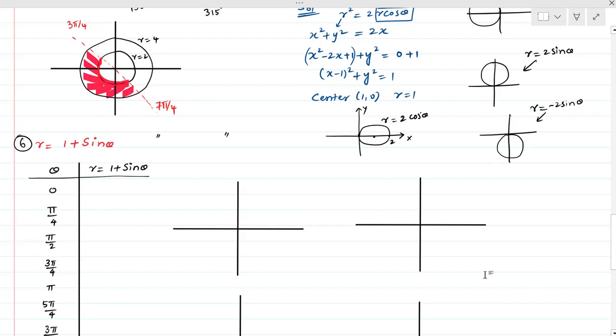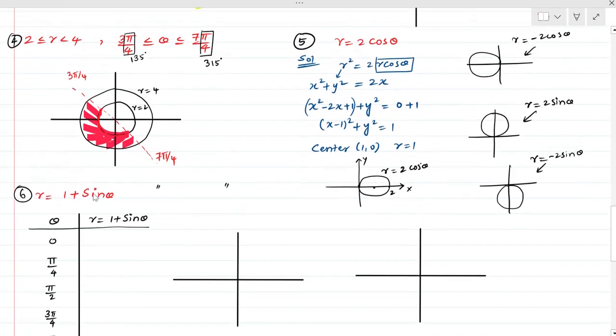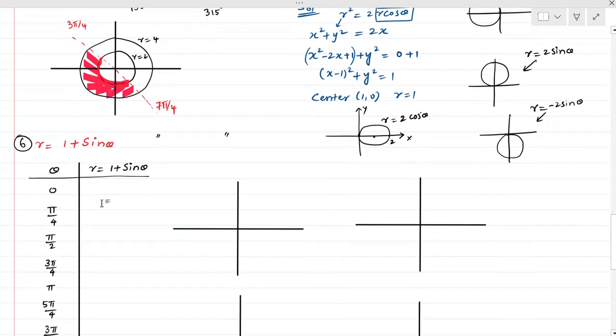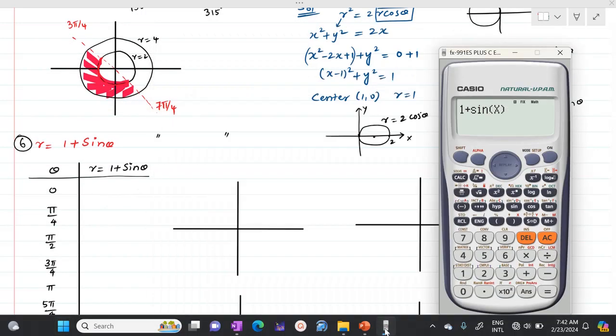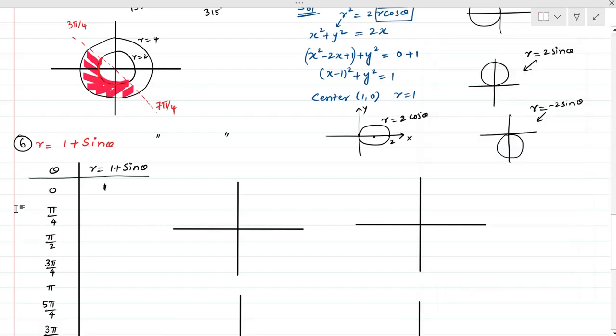Now here we have r equal to 1 plus sine theta. If it is without the 1, we will say it is a circle on the y-axis, but here it is shifted by a constant. So for that one, we will use the calculator. Be careful before calculating: the calculator must be in radian mode. Calculate with x equal to 0. So you will get sine 0 is 0, plus 1, the value will be 1.